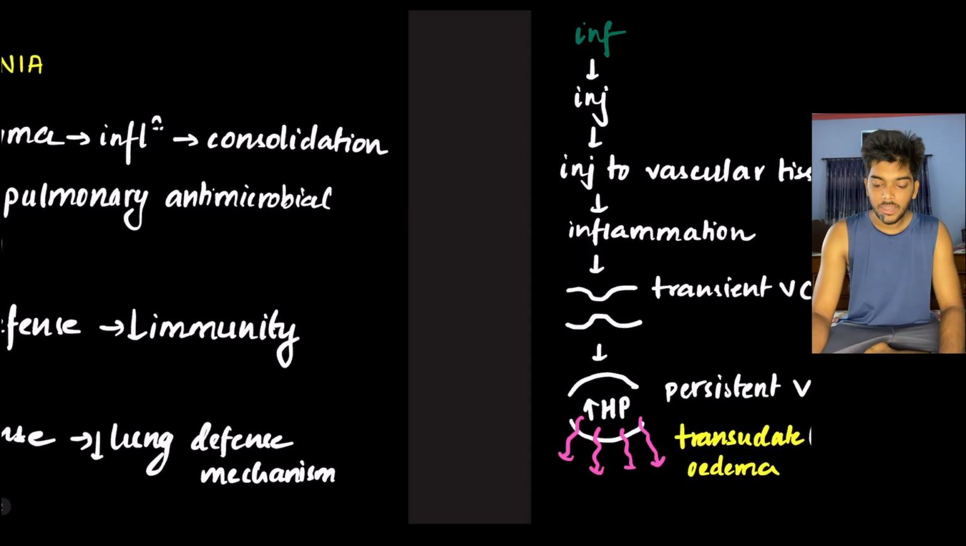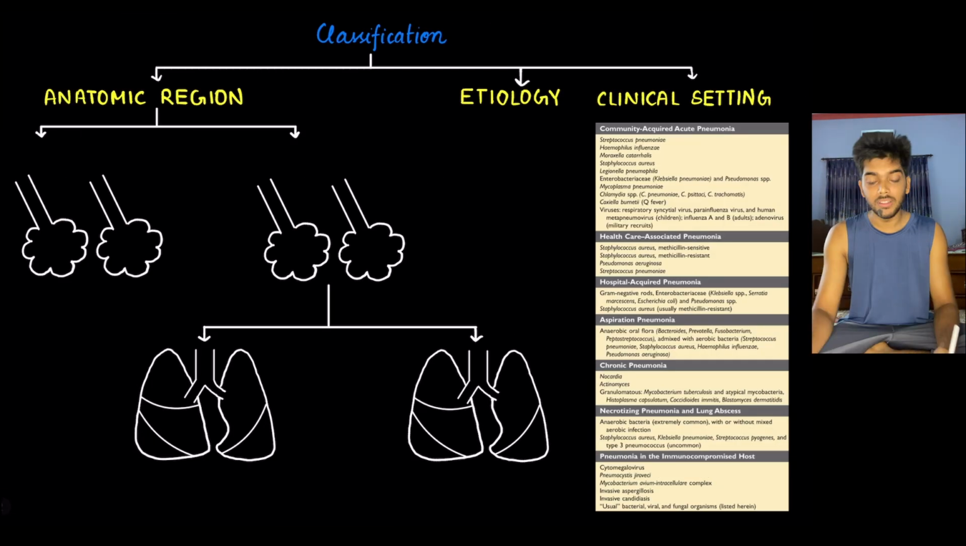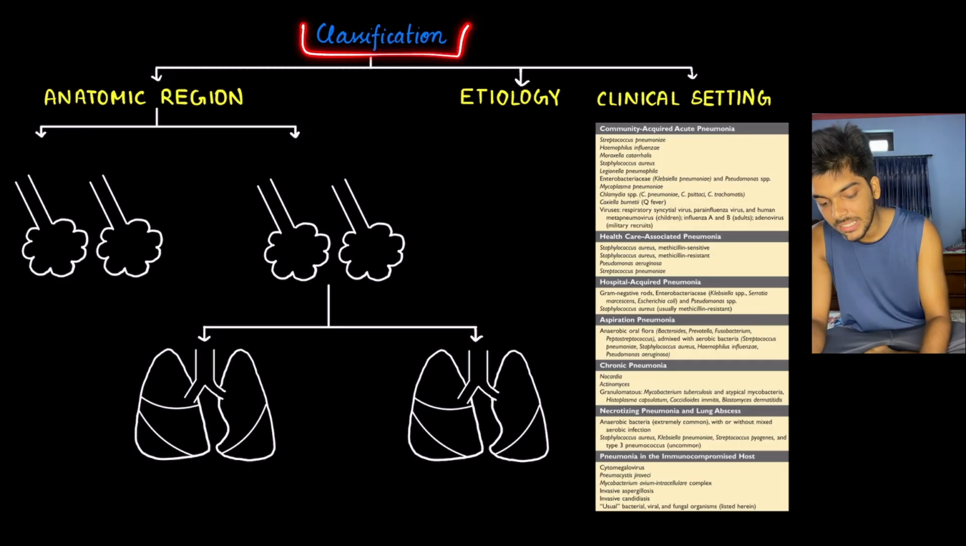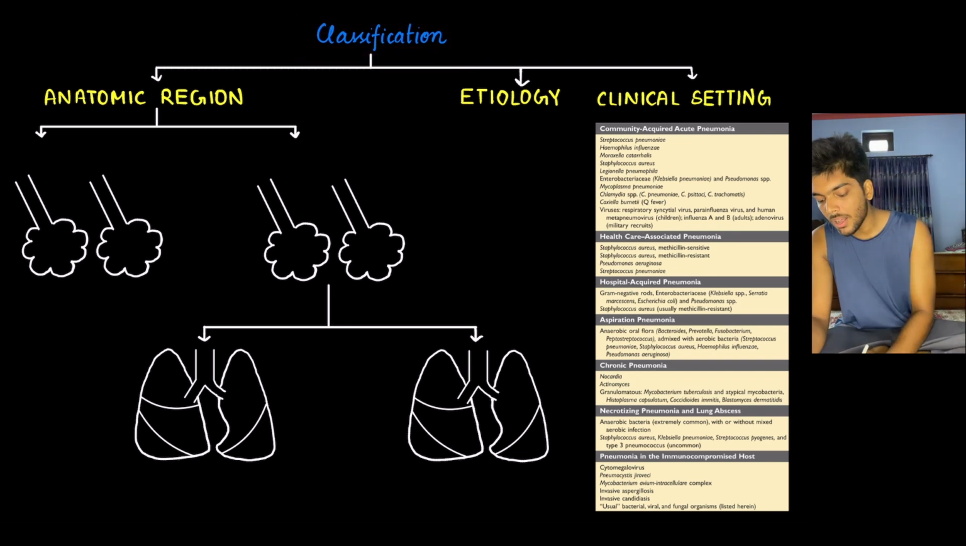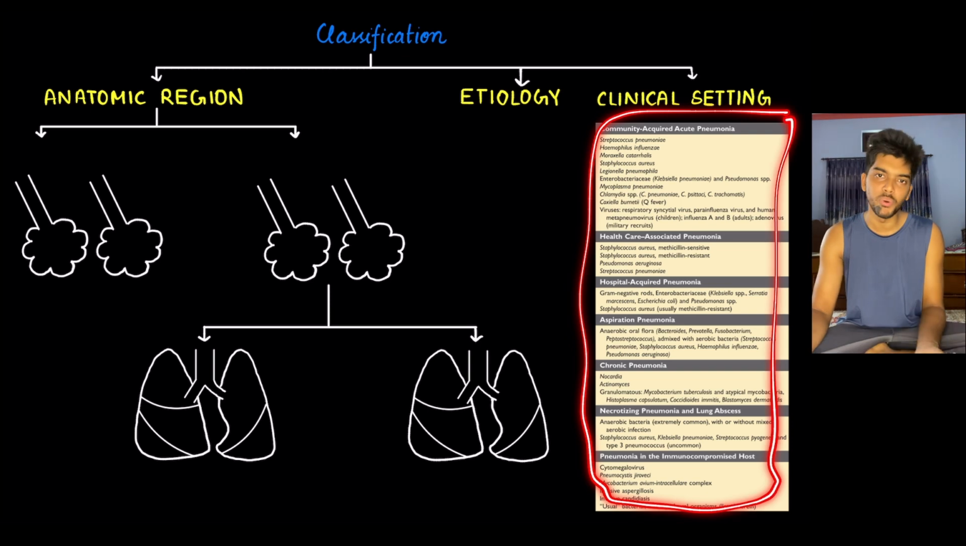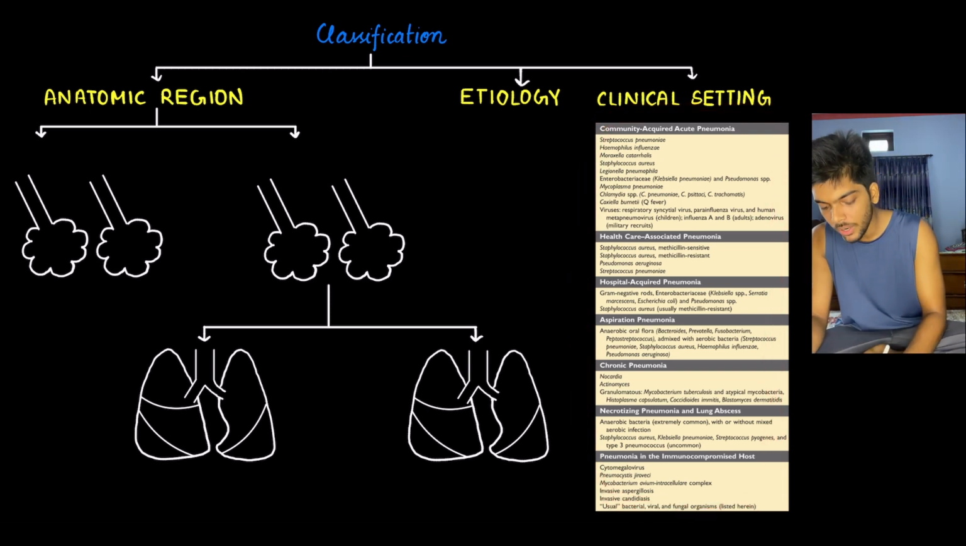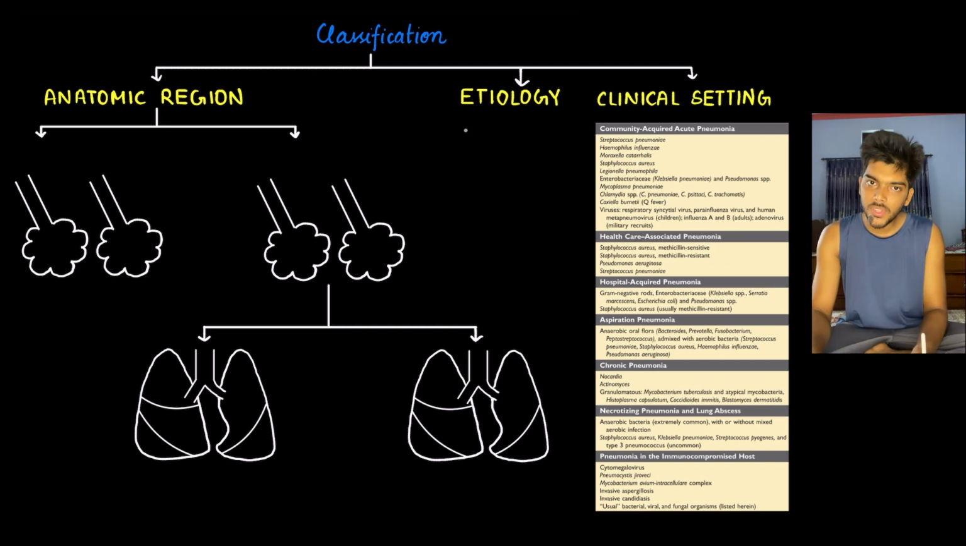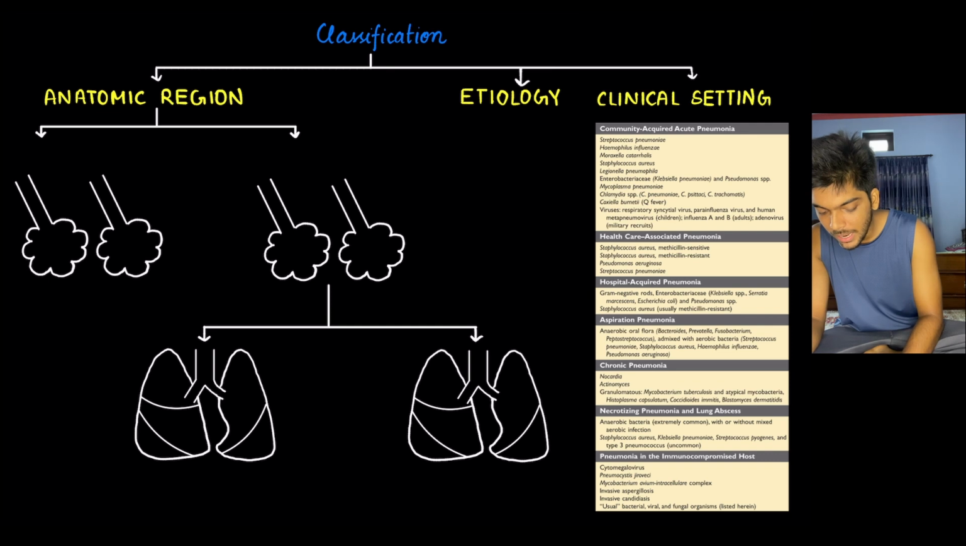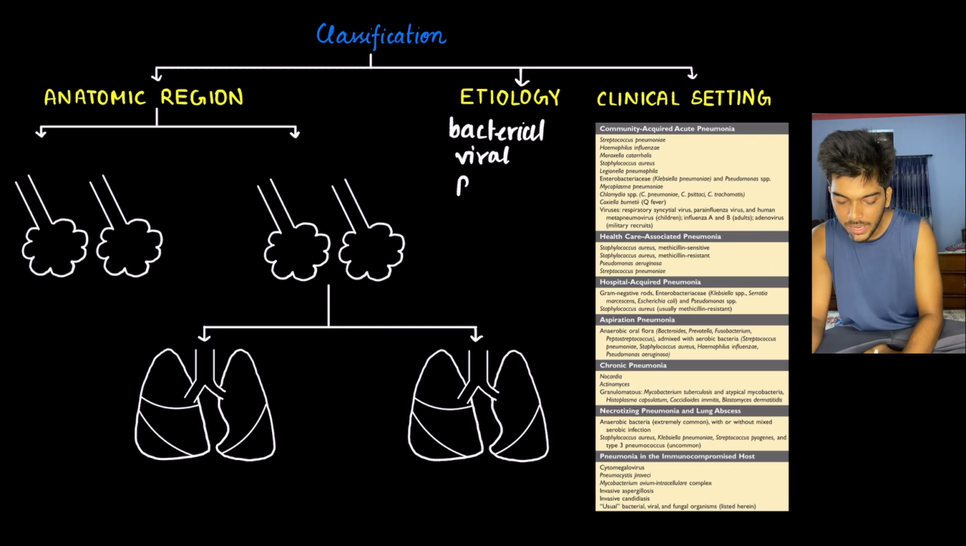Okay. Now the more important part of the lecture, and that is classification, the types of pneumonia. First, on the basis of clinical setting. So here's a huge table given in Robbins. Do as you please with it. Second, on the basis of causative agent or etiology. At the end of the day, pneumonia is infection caused by microorganism. Now, if this microorganism is bacteria, the pneumonia is bacterial. If it is virus, the pneumonia is viral. If it is parasite, the pneumonia is parasitic. And if it is fungi, then the pneumonia is fungal.